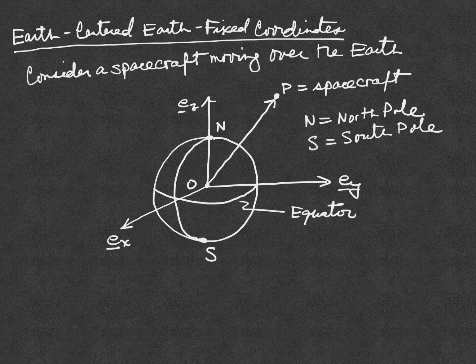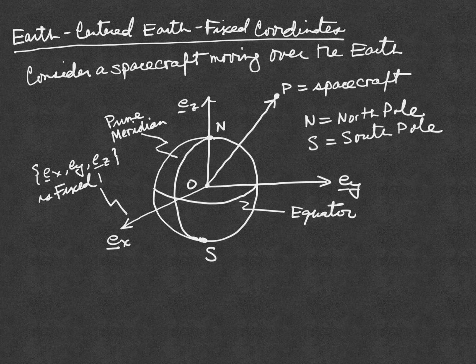Now, this line of longitude that goes from N through the equator to S is what's known as the prime meridian. And it actually passes through the Greenwich Observatory in Greenwich, England. Now, this basis, EX, EY, EZ, is fixed to the Earth.